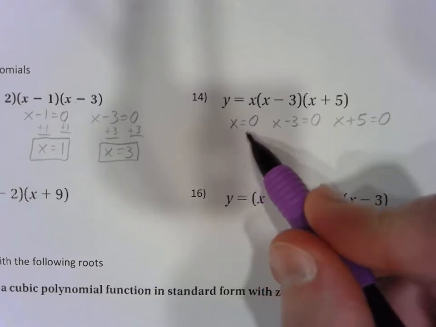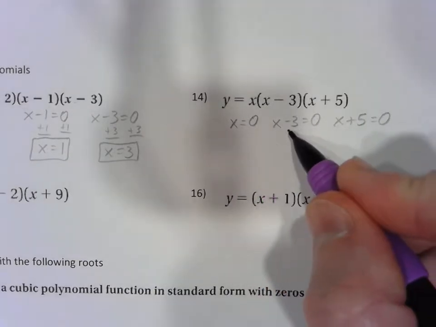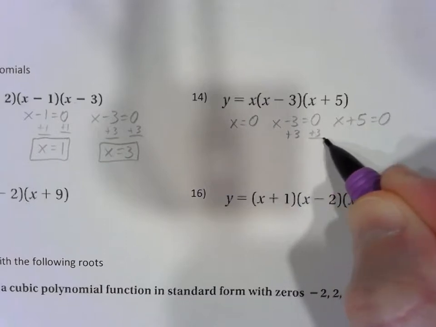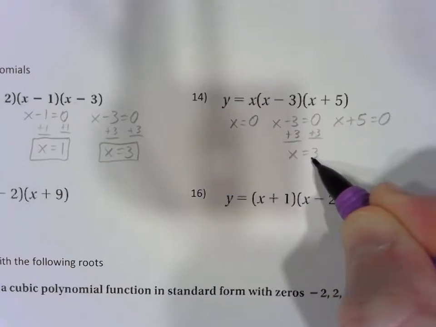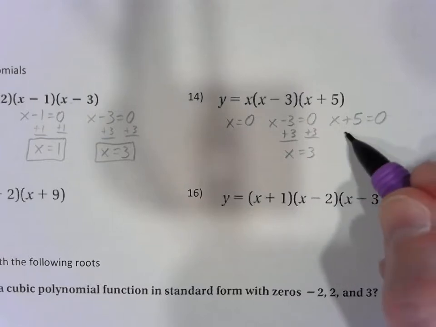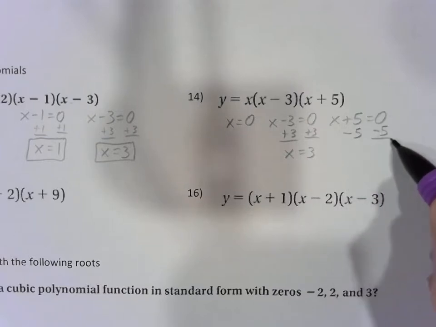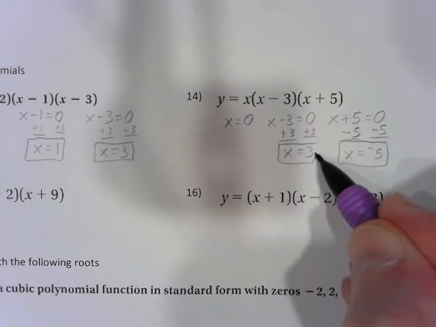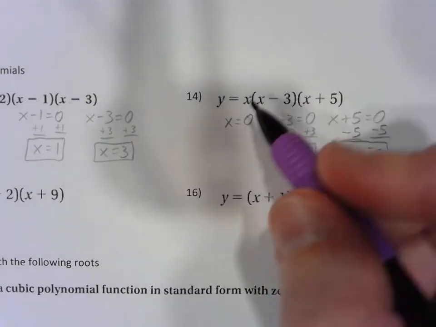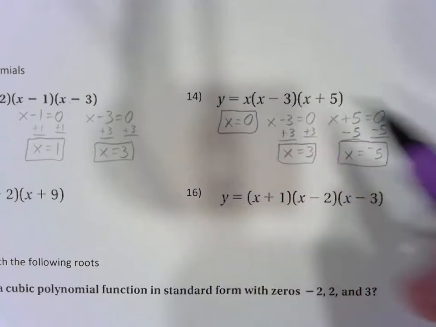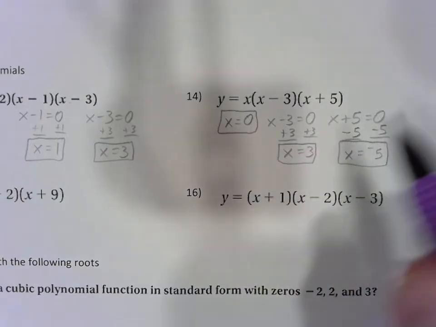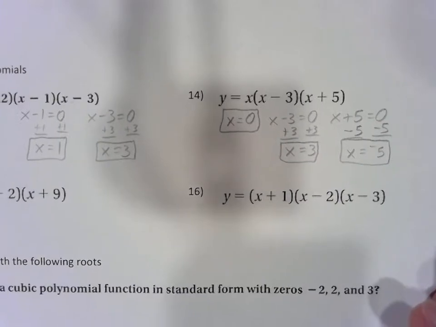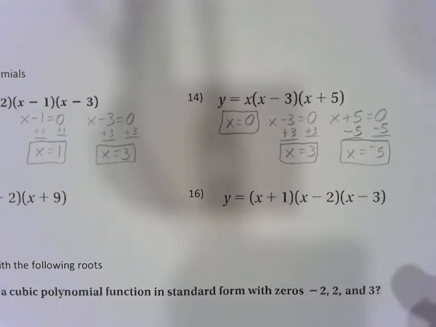Well, x equals 0 is already solved for x. X minus 3, we have to add 3 to both sides to get x equals 3. And x plus 5, we need to subtract 5 to get x equals negative 5. And so negative 5 is a solution, 3 is a solution or a 0, and 0 is a 0. Those are the 3 zeros for this polynomial. So I'll let you do 15 and 16.